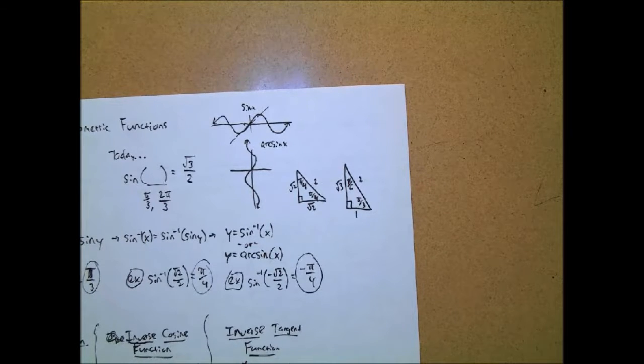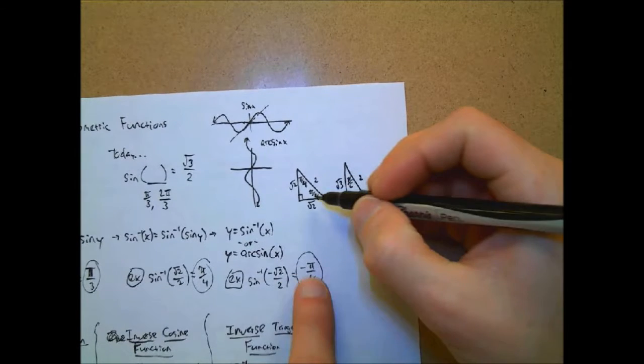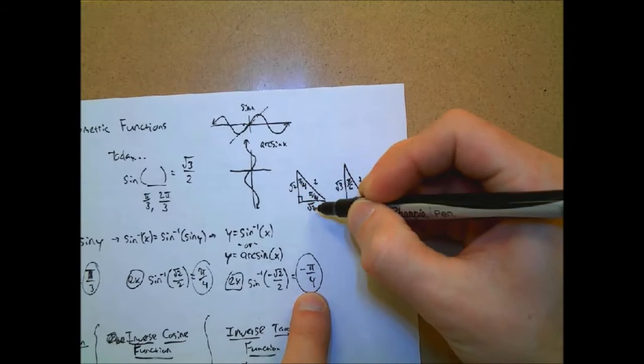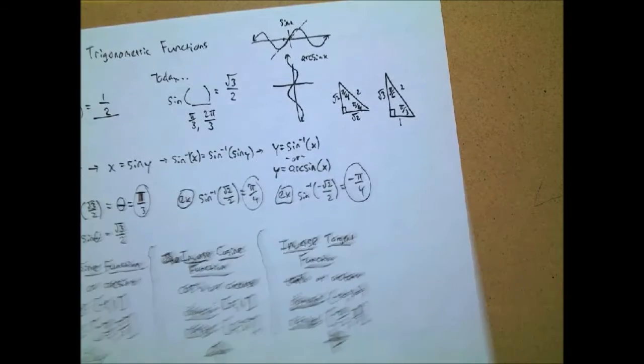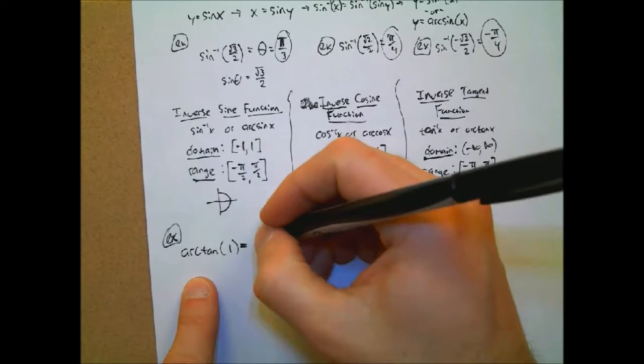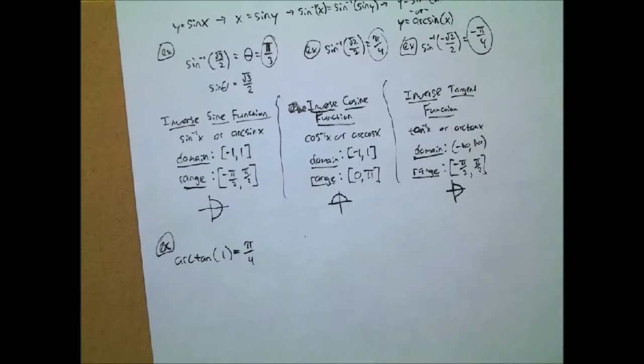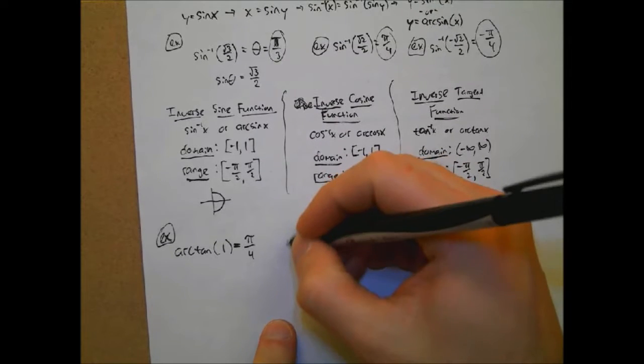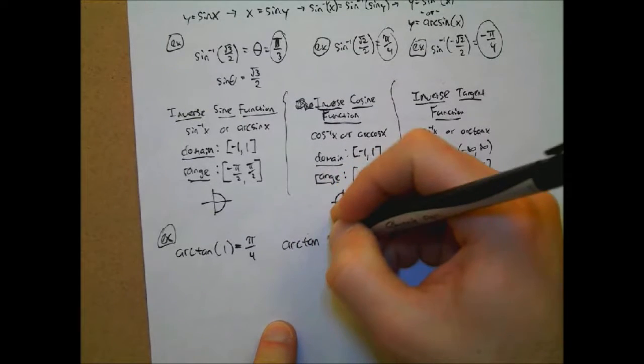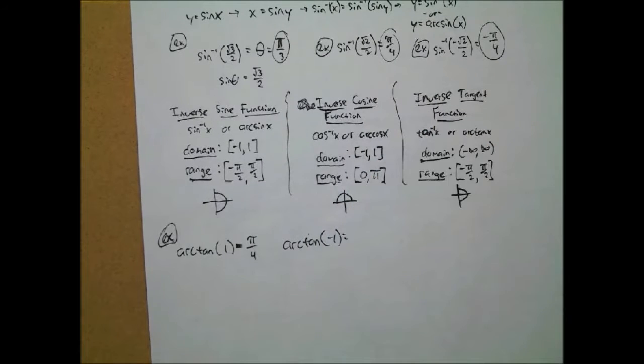Tangent of what angle here is going to give us 1? Pi over 4, right? Tangent pi over 4: opposite is root 2 over the adjacent leg, root 2, so we get 1 there. So arctangent of 1 is pi over 4. What would arctangent of negative 1 be? Negative pi over 4.